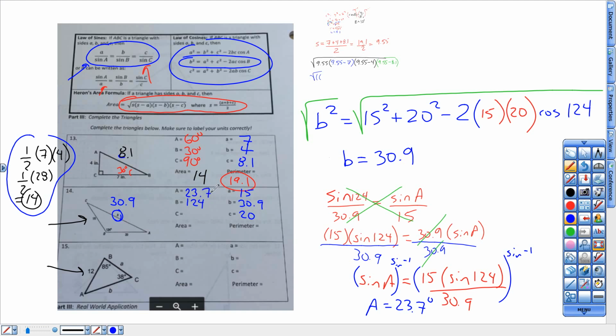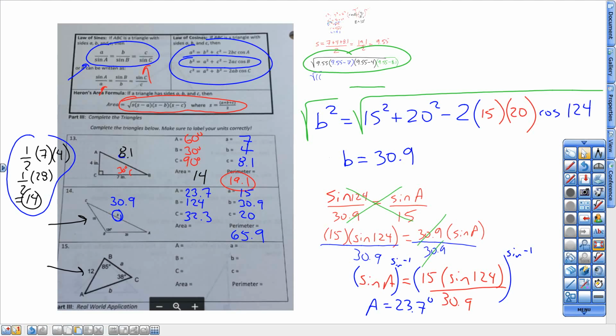And now to find angle C, I wouldn't encourage doing that again. I would just take 23.7 plus that 124 and take that away from 180. So it's about 32. Perimeter, you would just add up those pieces. But area for that one, you're going to be forced to use the big old gnarly area formula problem that we did.